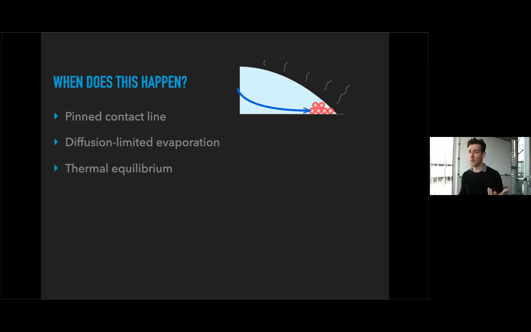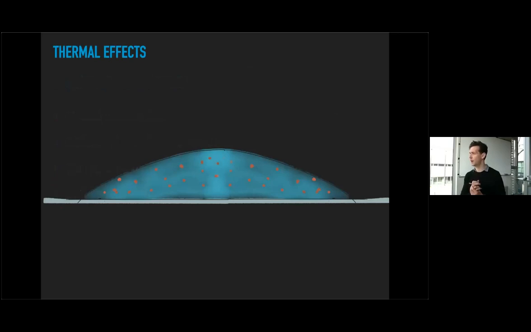I haven't talked about temperature, but this model works only if we have thermal equilibrium, or approximately thermal equilibrium, and a uniform surface tension along the interface. And these two points are actually connected, the thermal equilibrium and the uniform surface tension. I will talk a little bit now about these two conditions. I will start with the thermal effects, because it's connected to the surface tension along the interface.